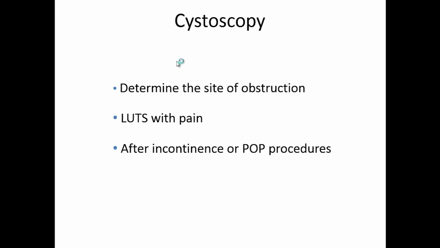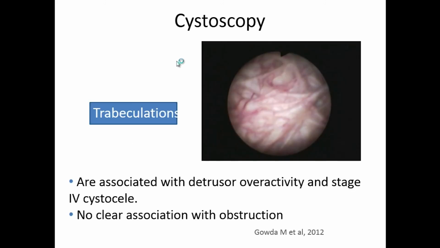Cystoscopy can also help in determining the site of obstruction. It's very important, of course, when there are LUTS with pain, and of course after incontinence or prolapse procedures, where you can suspect erosion of a prosthesis or something else. There are also some ideas that trabeculations could predict the existence of an obstruction. Actually, trabeculations are associated mostly with age, and there are some associations with detrusor overactivity and stage of cystocele, which can also be related to age. So there is no clear relation between trabeculations and obstruction in women.